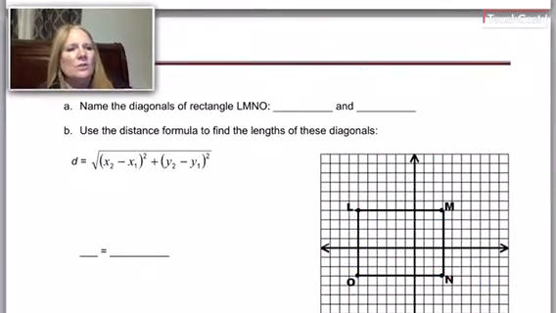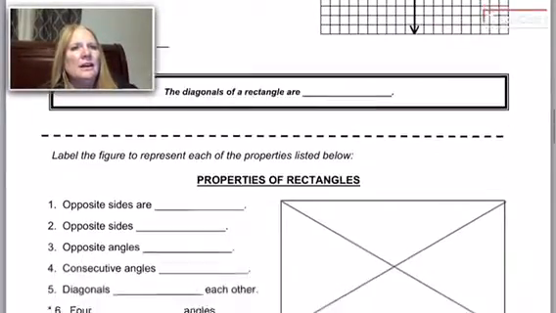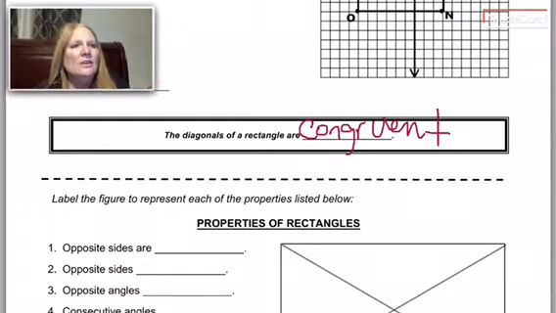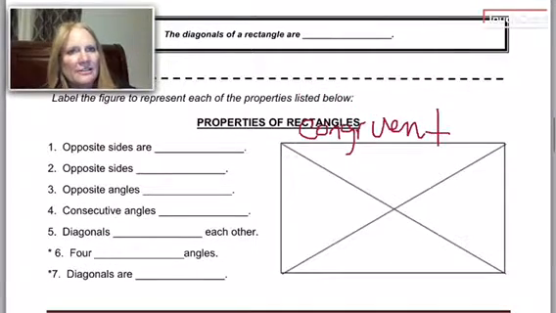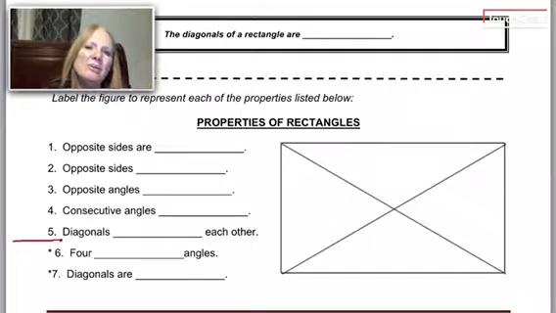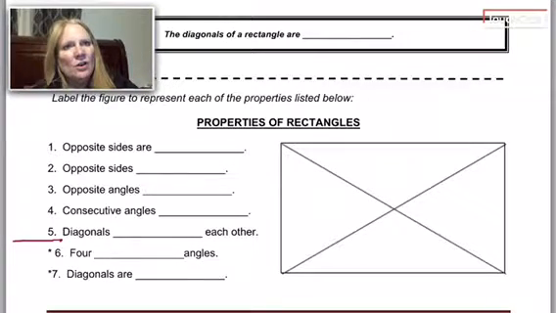So scroll down a little bit. And the diagonals of any rectangle are going to be congruent. So now let's look at the properties of a rectangle and fill this in so we can use it over and over again. So we start with the same 5 properties of a parallelogram because they're true of a rectangle. Opposite sides are parallel.